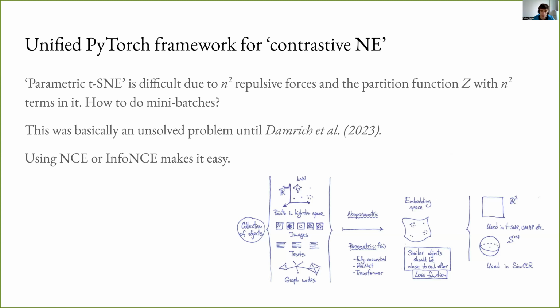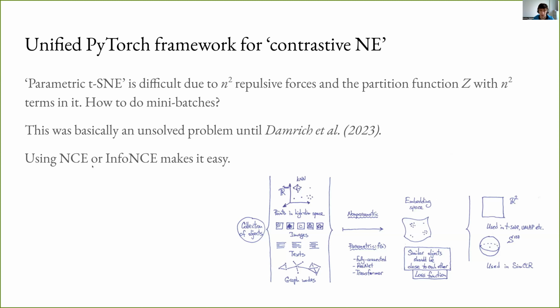To train a neural network, I need to select mini batches. Everybody who has trained a neural network knows that it uses stochastic gradient descent. But if I only sample some fraction of my neighbors, then I can't compute this Z term that actually is a sum over everything. So that's a problem. There actually has not been any implementation of parametric t-SNE for that reason, I think. But using this noise contrastive estimation, it's super easy.